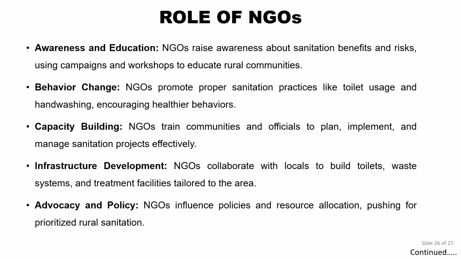Along with the government, NGOs also play a vital role in improving sanitation and hygiene. NGOs raise awareness about sanitation benefits and risks, using campaigns and workshops to educate rural communities. They promote proper sanitation practices like toilet usage and hand washing, encouraging healthier behaviors. NGOs train communities and officials to plan, implement, and manage sanitation projects effectively. They collaborate with locals to build toilets, waste systems, and treatment facilities tailored to the area. NGOs influence policies and resource allocation, pushing for prioritized rural sanitation.